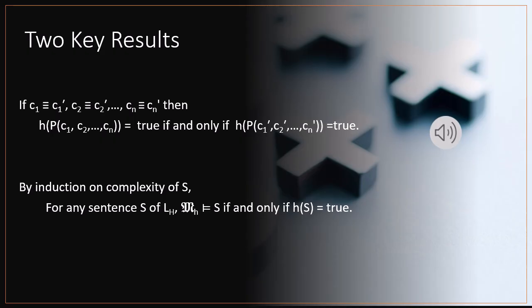Now, the first key result here is that if you have a sequence of constants, let's say C1, C2 through Cn, and you have some equivalent constants, C1 prime, C2 prime, through Cn prime. In other words, they're in the same equivalence class. Now, if that's the case, then the truth assignment will mark P of C1 through Cn true if and only if it marks P of C1 prime through Cn prime true.